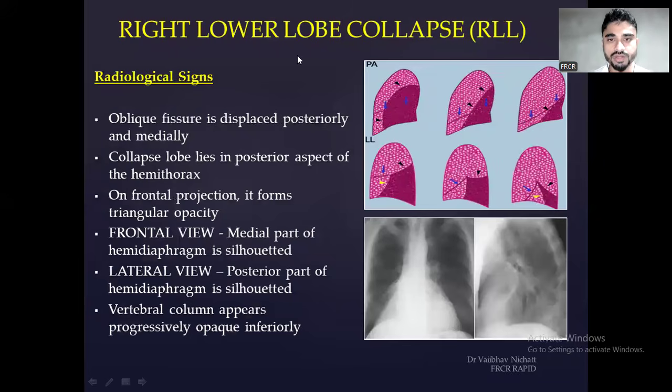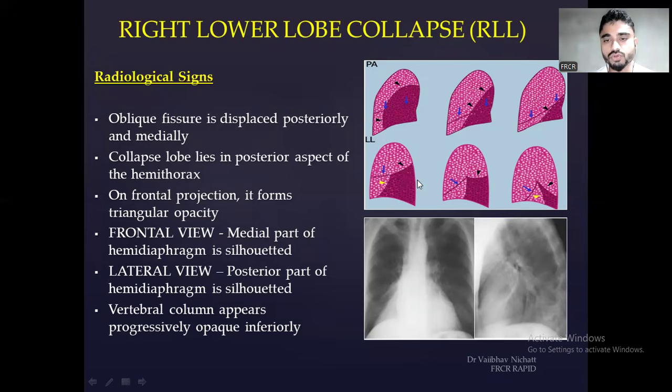Now coming to the right lower lobe collapse. On the frontal radiograph, this is the right lower lobe. As the right lower lobe collapses, this will decrease in size and there will be compensatory hyperinflation of the right upper lobe and right middle lobe. Similarly, on the lateral radiograph, this is the right lower lobe.